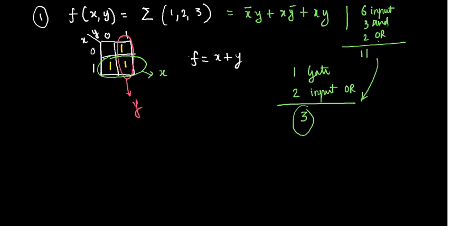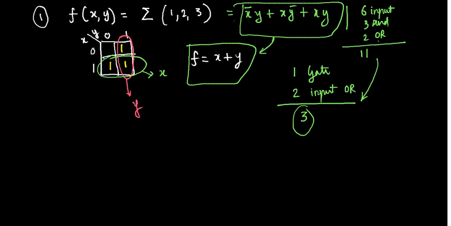So that is a reduced expression. Don't need to go for any Boolean algebra. You will get directly the minimized expression. Okay. Here, check total number of inputs. How many total number of inputs are required?